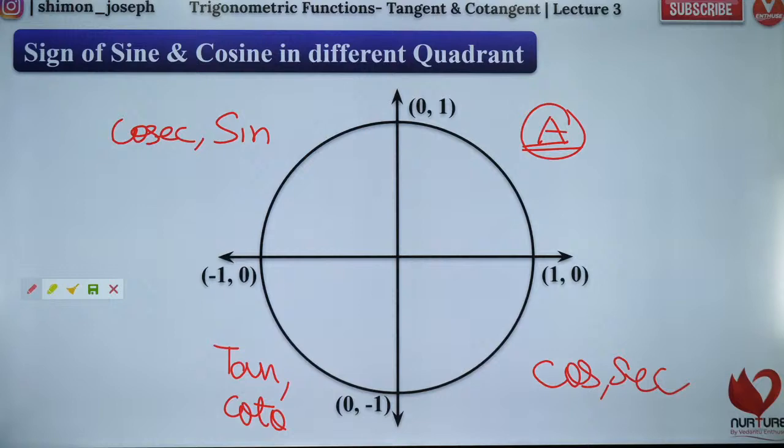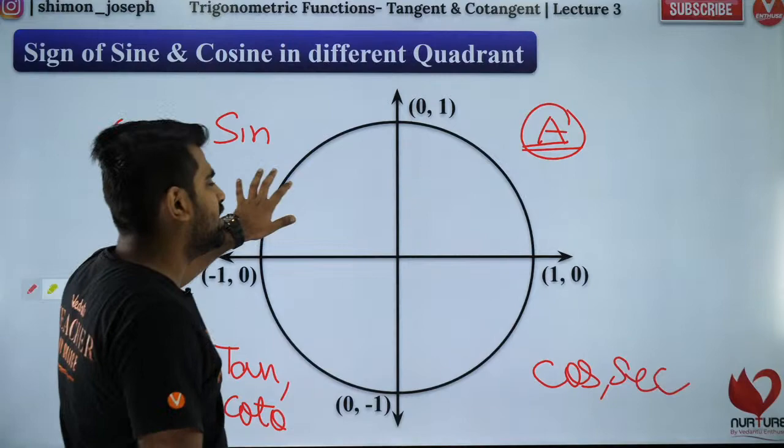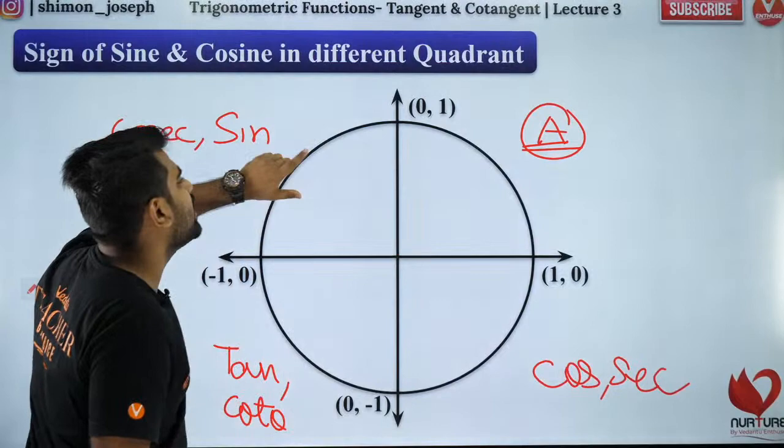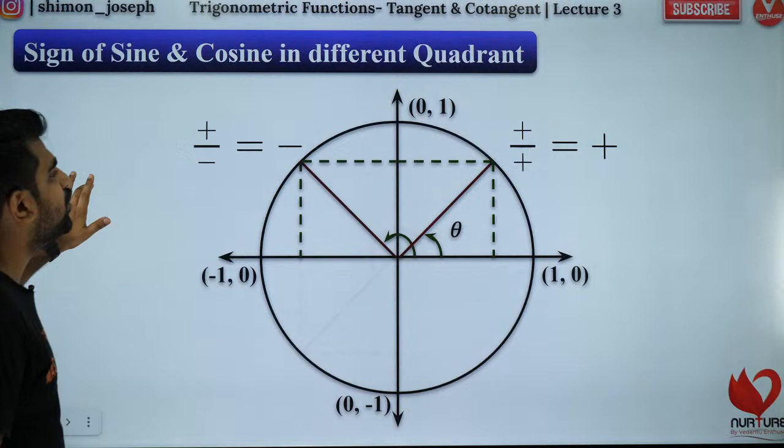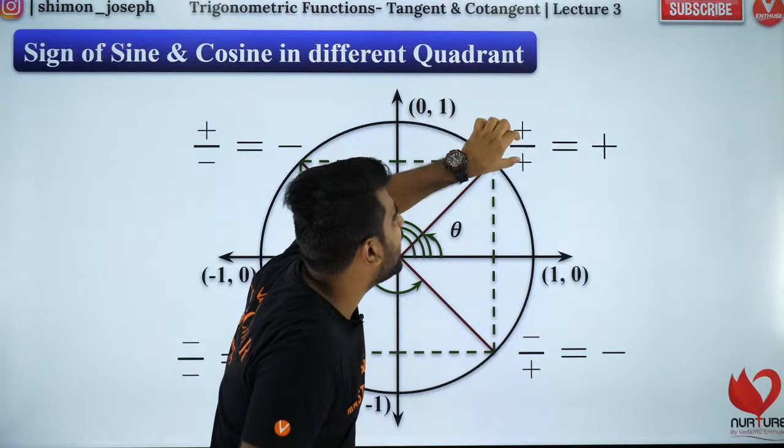So, people, are you all clear with this? Everybody cool with this? ASTC? So, first quadrant, everything is positive. Second quadrant, only sine and cosecant. Third quadrant, tan and cot. Last quadrant, cos and secant. So, that is very important. Are you all cool? So, let's move forward now. So this I have tried to show you why and how it comes. So first quadrant, everything is positive. So sine by cos is tan, na? So that is positive.